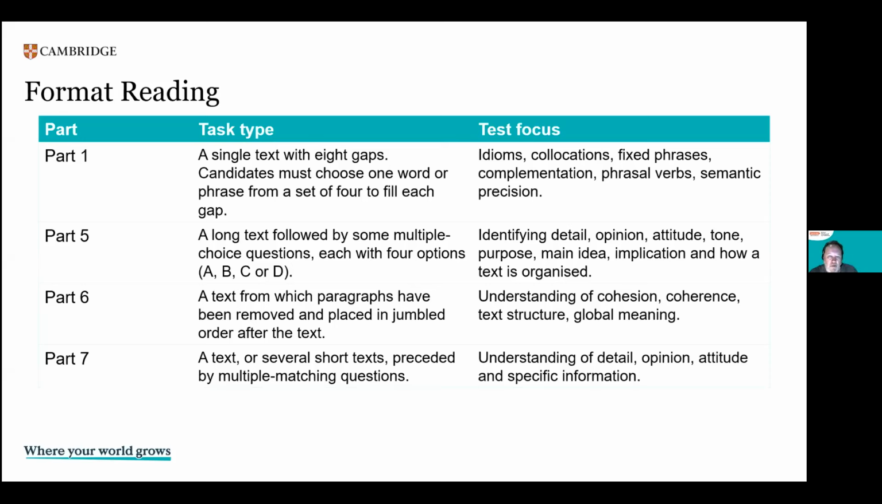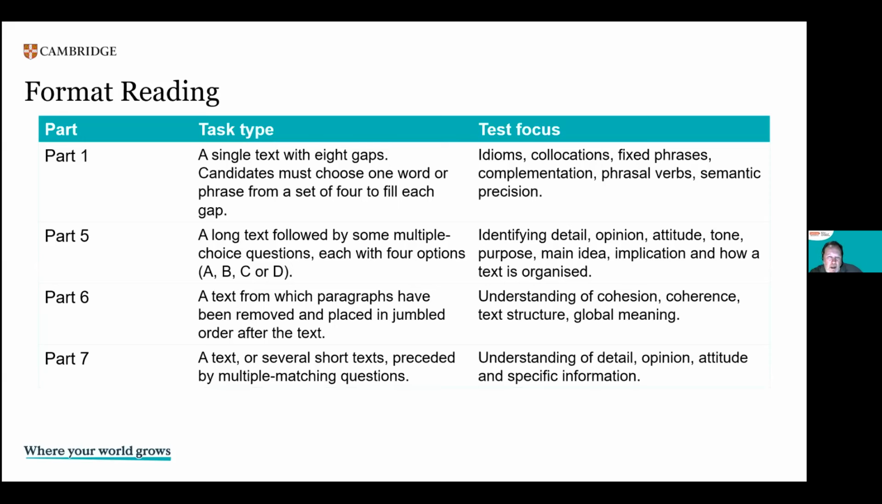In part 5, you're given a long text, and that is followed by a number of multiple choice questions. Each question has 4 options, and that is testing your identification of detail, but possibly also understanding an opinion which may or may not be explicitly expressed, or you may need to understand the attitude or the tone which the writer is using.